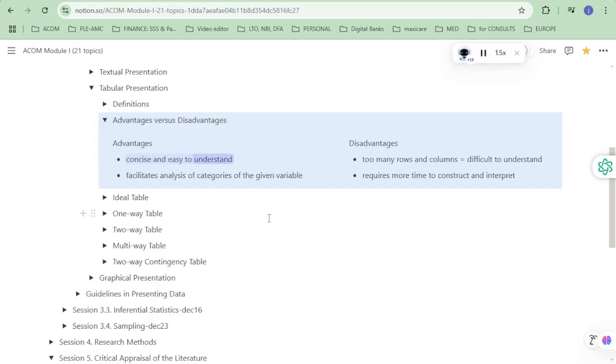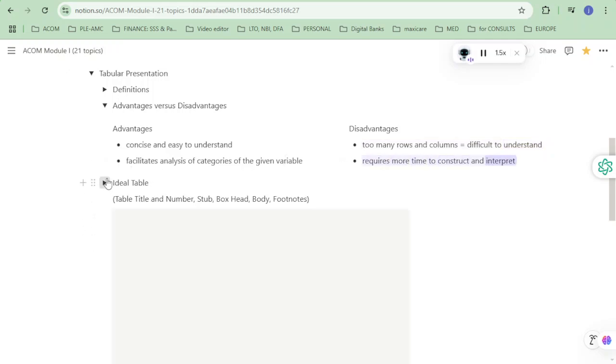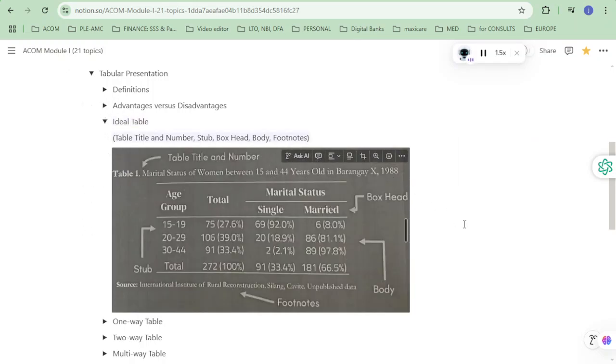Concise and easy to understand. Facilitates analysis of categories of the given variable. Disadvantages: too many rows and columns make it difficult to understand, and it requires more time to construct and interpret. Ideal table: table title and number, stub, box head, body, footnotes.